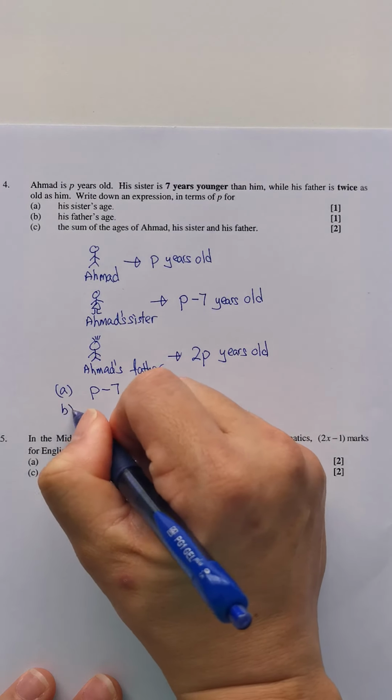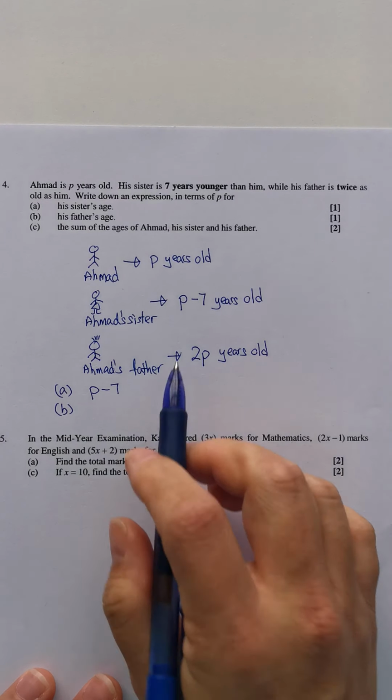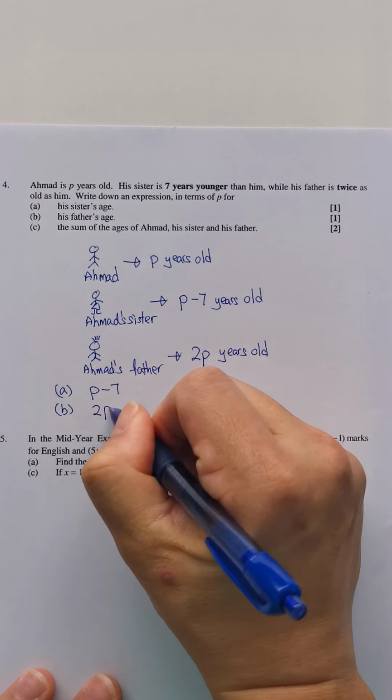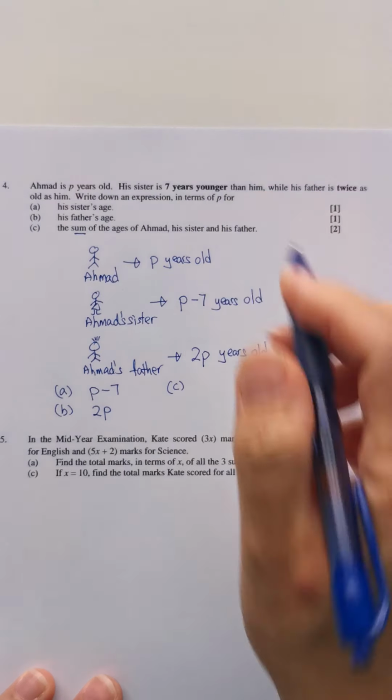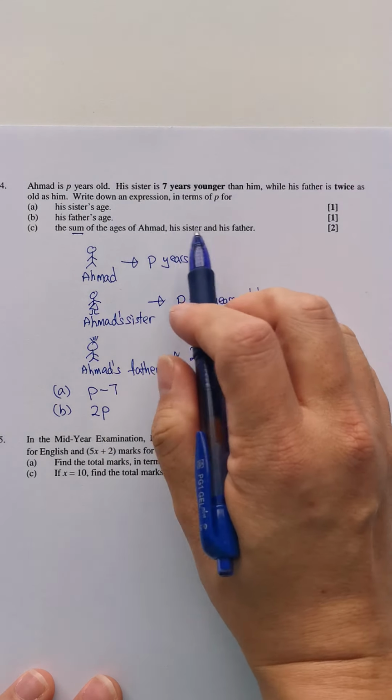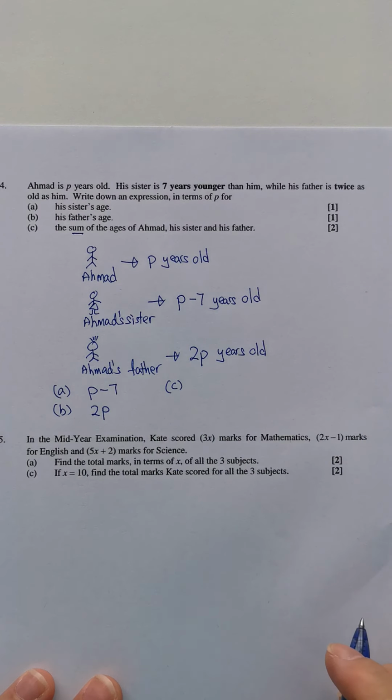Part B, we want to find the father's age. So here we can find the father's age. The father is 2P. And part C, they are looking for the sum. The sum means we have to add up Ahmad's, the sister's, and the father's ages.